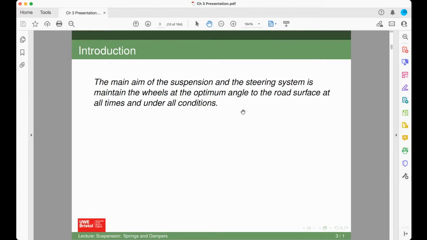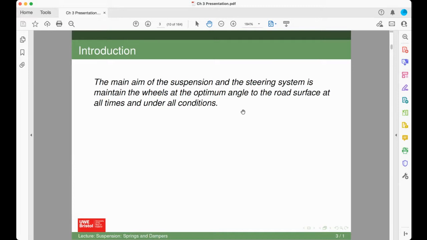Okay, so what's the suspension system? The main aim of the suspension system and the steering system is to maintain the wheels at the optimum angle to the road surface at all times and under all conditions. Because obviously the amount of grip you get between a vehicle and a road is all through the tyre, and if you can maximise the grip between the tyre and the road, then you're going to get safe and good handling. So that's the main point of the suspension system.